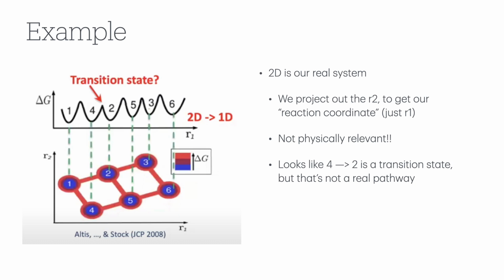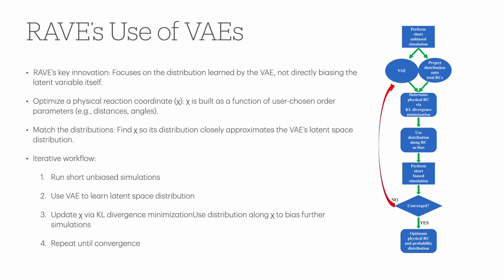So the problem is this reaction coordinate, this R1, right? Going along R1, going from 4 to 2 along R1 means nothing, right? Because for us to go from 4 to 2, we must have gone through 5 or 1. So it feels like we're back to square one, right? How can we reliably identify these reaction coordinates that are physically relevant without any information? And that's what RAVE tries to do. So let's go to the next slide and talk about that.